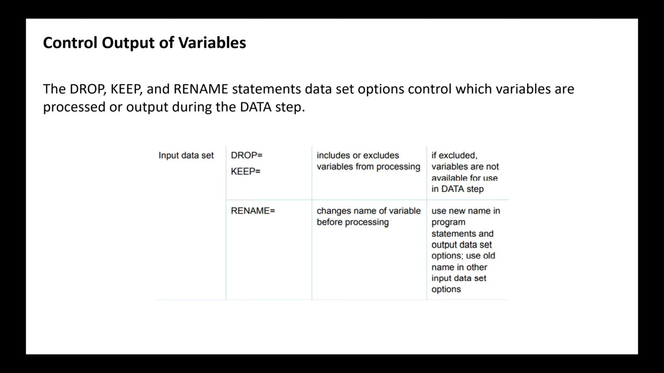In this section, we are going to be looking into how we can control which variables we see in the output during the data step. SAS provides us with statements such as drop, keep, or rename. As the name says, with rename statements we want to change the name of the variables before we process them. And as for drop or keep, they include or exclude variables from processing. Let us head over to SAS Studio to understand these statements better.